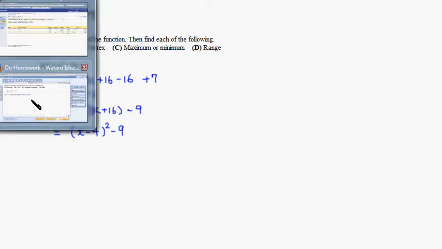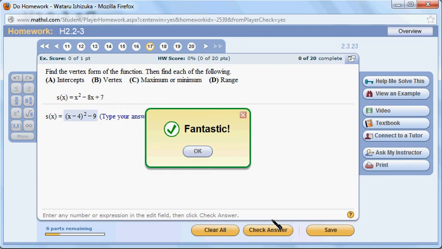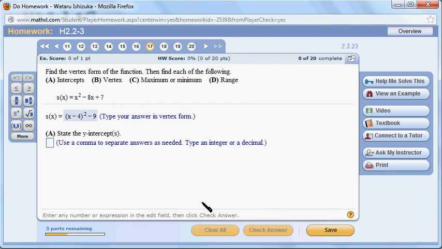All right, so let's put that in. I go back to that, right? So that's parenthesis, x minus 4, squared, minus 9, right? So let's check the answer, right? Got that correctly, right?